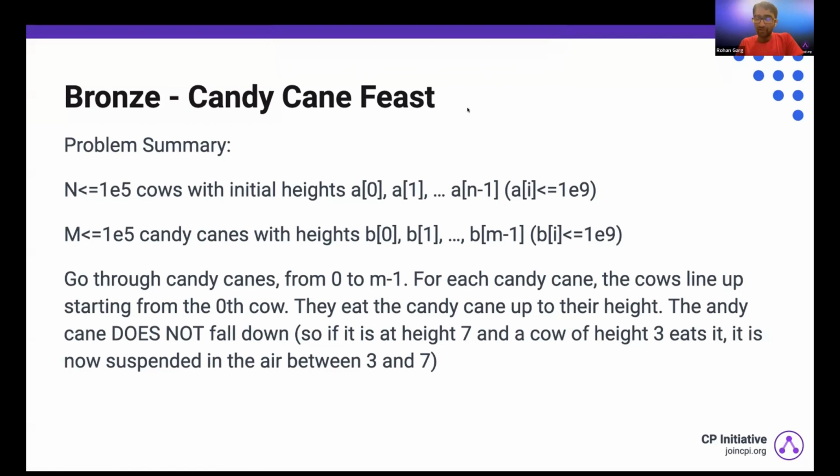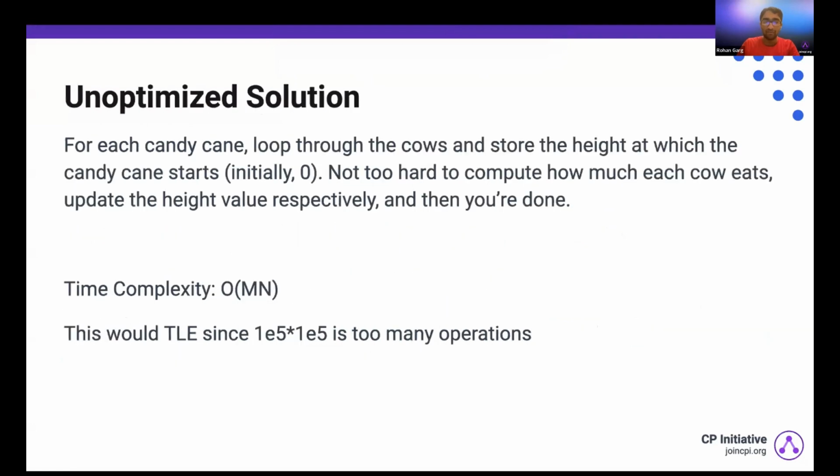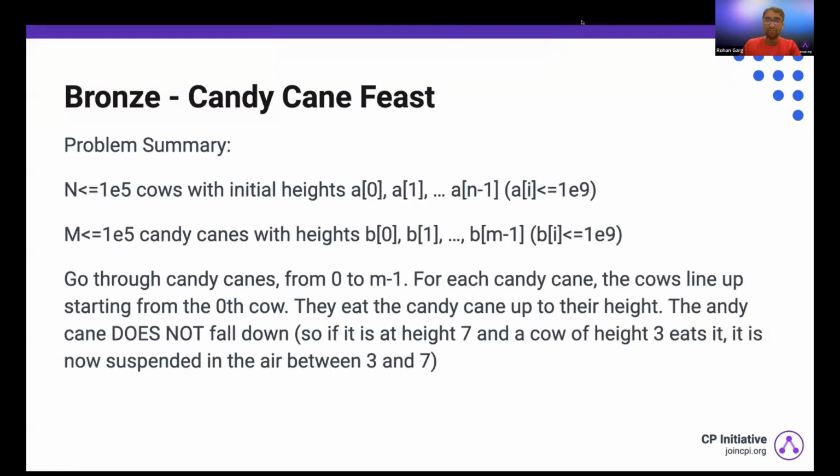Okay, so basically I'll just go over the problem quickly if you guys don't remember what the problem was about. What's happening is there's n cows, n is less than 10^5. And they have initial heights a of 0, a of 1, all the way till a of n minus 1, and the heights are all less than 10^9. And then you have candy canes, also around 10^5, that have heights b0, b1, all the way till b of n minus 1. And similarly, the heights of the candy canes are at most 10^5.